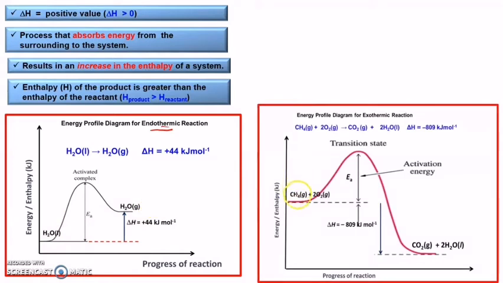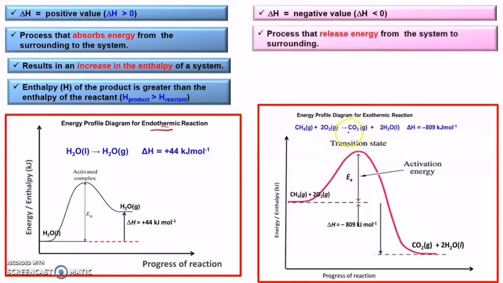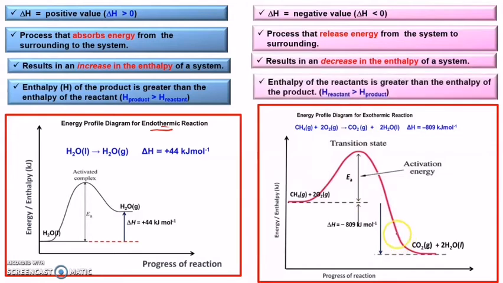Second energy profile diagram is about the exothermic reaction with delta H negative value. It is a process that releases energy from the system to surrounding, which results in a decrease in the enthalpy of system. So enthalpy of the reactants is greater than enthalpy of the product.